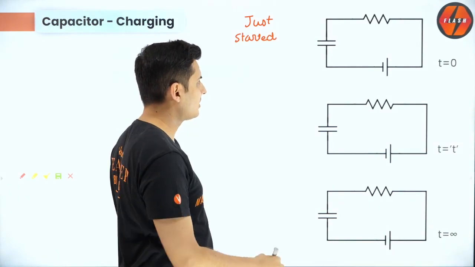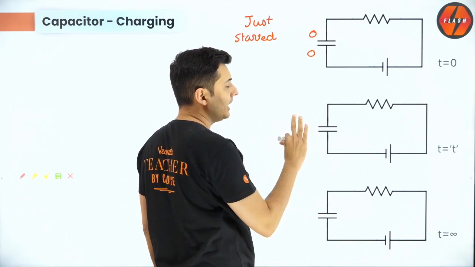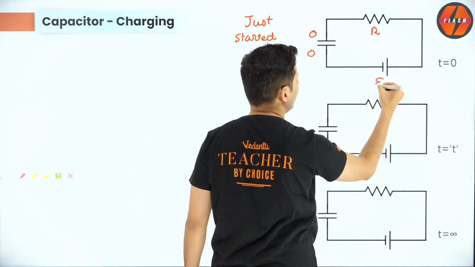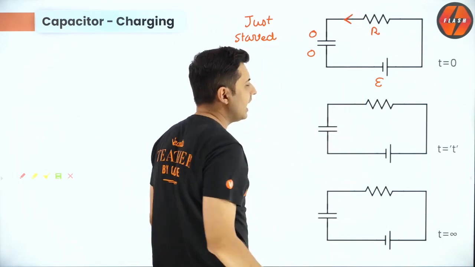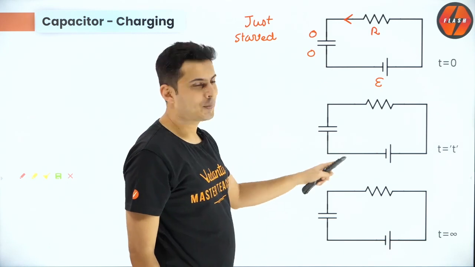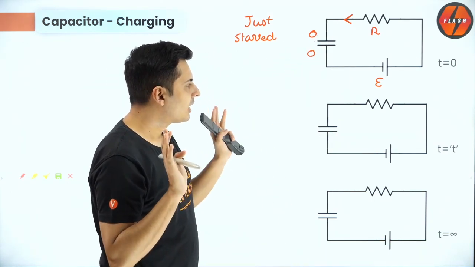The charge on the capacitor is 0. This is that resistance, this is that battery. What about the current? Well, I'll come to it in a bit. You will see it's a very interesting value. You can keep guessing, but I'll tell you the value of the current in a bit.